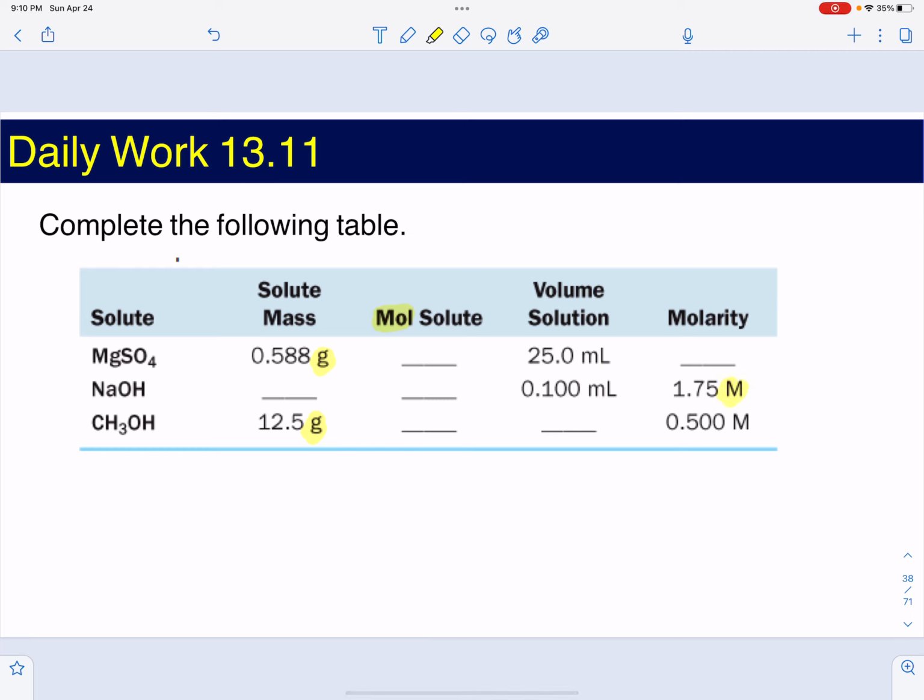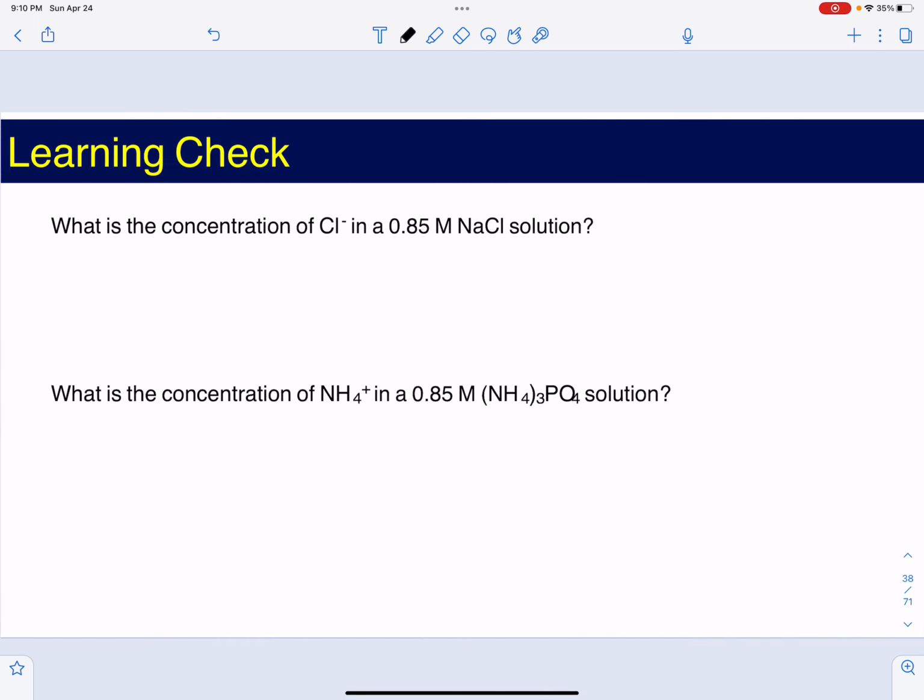And remember that molarity is nothing more than what? Moles over liters. Moles of solute over liters of solution. So once you do that table, then we have another problem. And the problem is, how can we relate molarity to the concentration of the ions in an ionic compound? So for example, if we have this ionic compound, sodium chloride, and it has a molarity of 0.85 moles per liter, what would be the concentration of Cl?